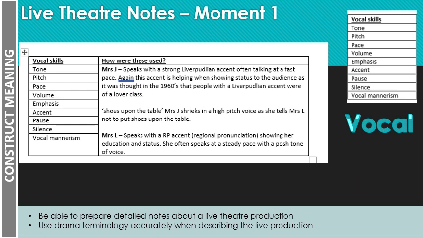Miss Loynes speaks with an RP accent. Now this is a regional pronunciation which is showing her education possibly and her status. She doesn't sound the same as Miss Johnson. She doesn't sound like she's from Liverpool. She doesn't have this Liverpudlian accent. She often speaks at a very nice, steady pace with a posh tone of voice as she's speaking to Miss Johnson. We could say again that it's helping with that status, the other way around this time, that sort of upper class, that affluency that we're getting from Miss Loynes within that moment.